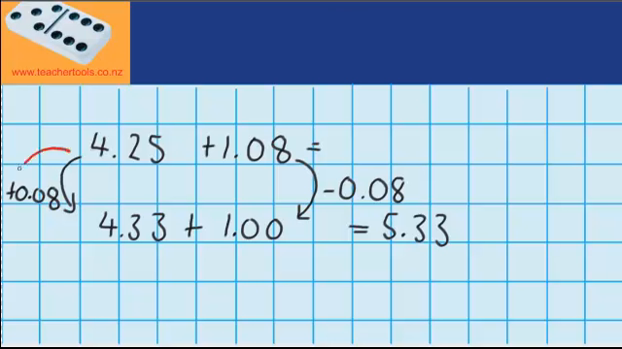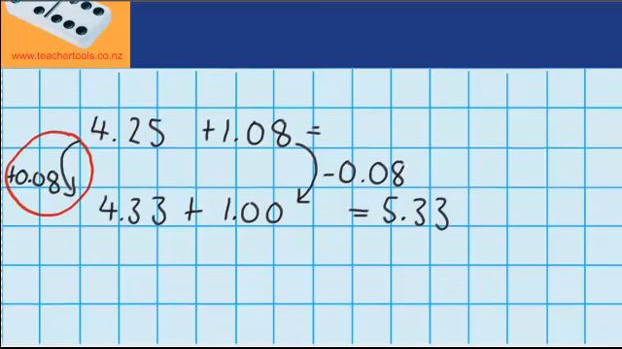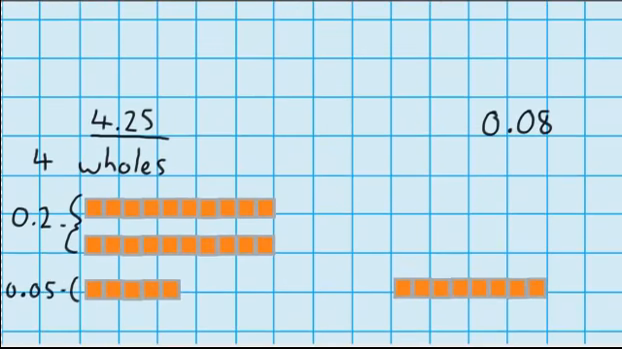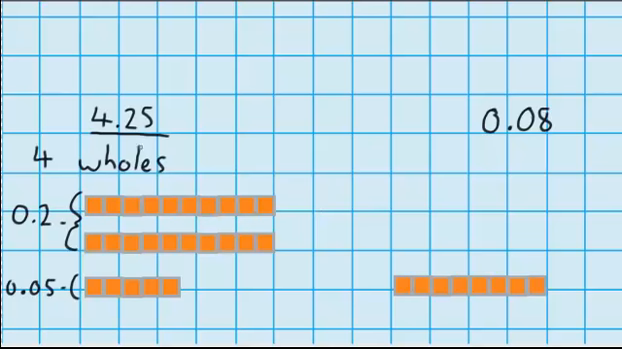Now I know this step over here can be a little tricky, so let's just have a look at what that looks like with some materials. Well, down here I've got my 4.25 and over this side is my 0.08. You can see that 4.25 is made up of 4 wholes. Now I didn't have space to draw those in, so you'll just have to imagine those 4 wholes. Here are my 2 tenths and here are my 5 hundredths. And you can see that each of these tenths is made up of 10 hundredths.